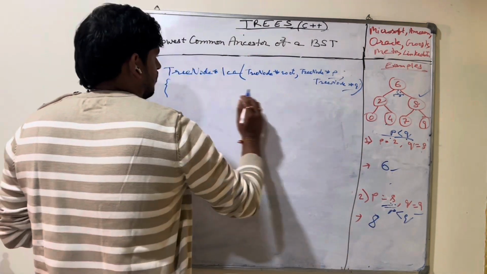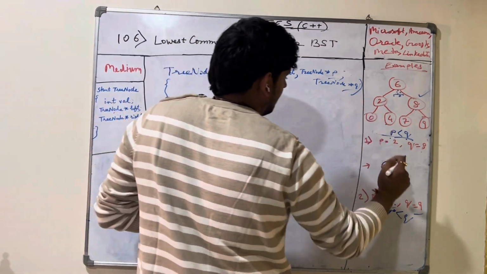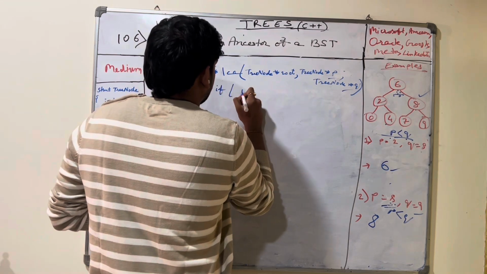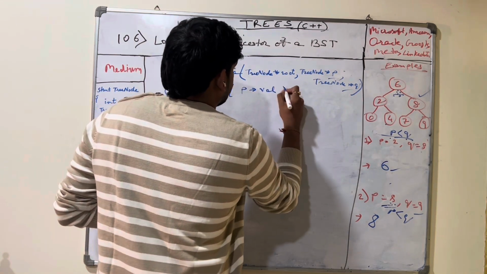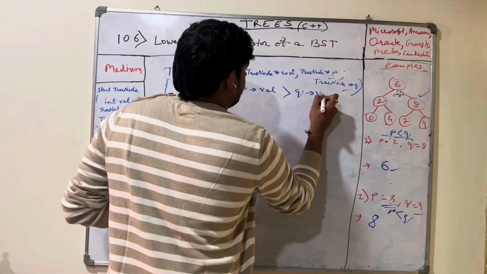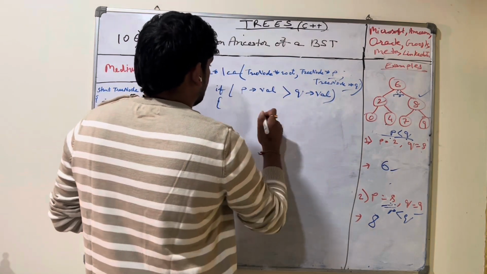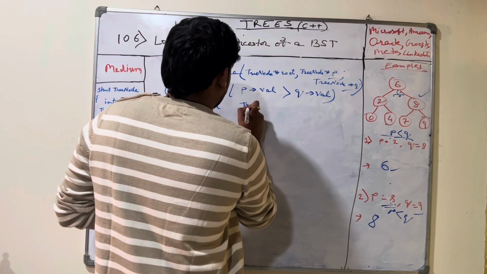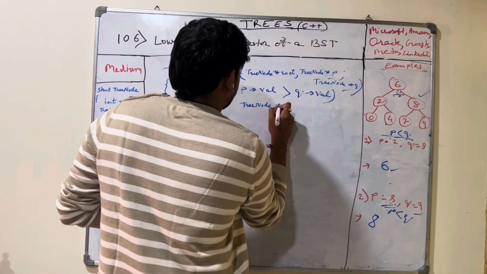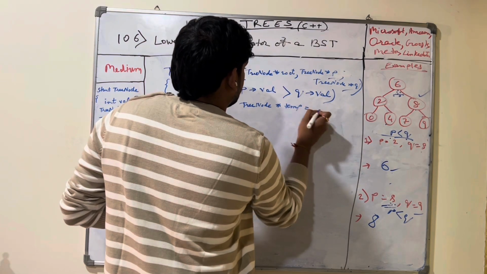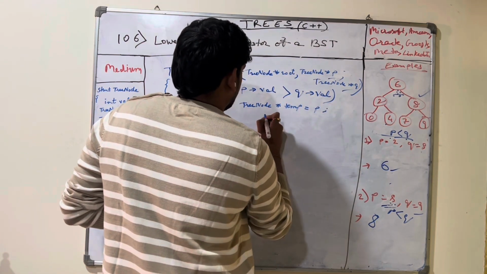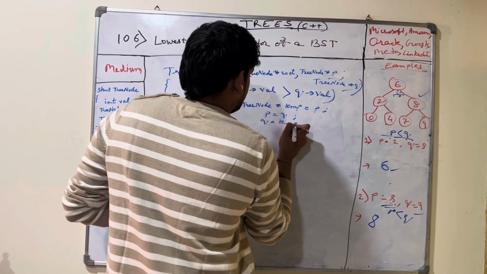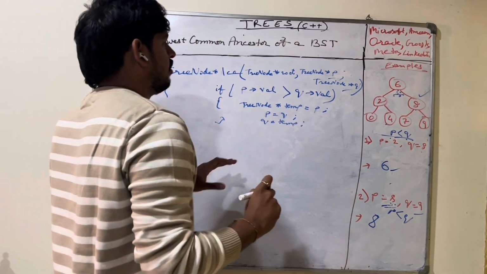So we'll just code it. I've told the approach. What do we want first? We want P to always be less than Q. So if the P value is greater than the Q value, then we will interchange them. What we will do is make a TreeNode temp, take it equal to P, then P we will make equal to Q, and Q we will make equal to temp. Now with this, P is always less than Q.